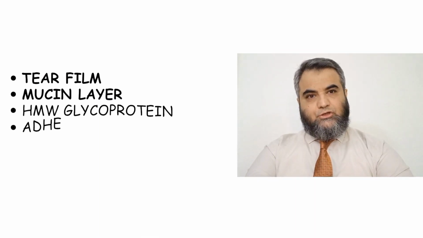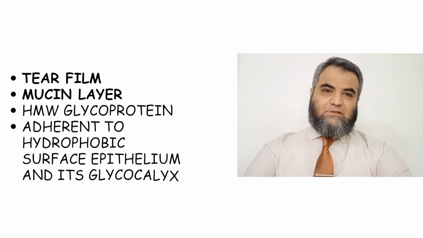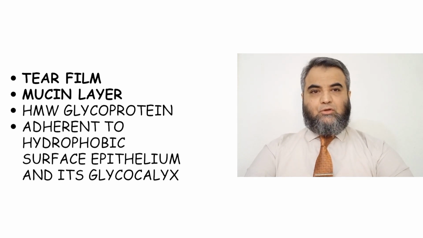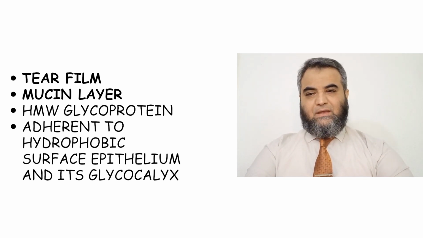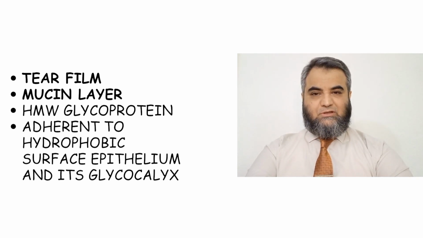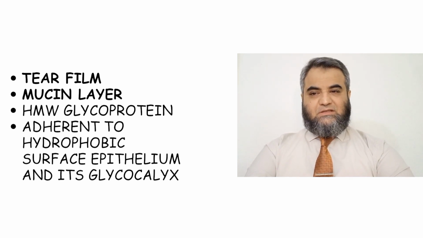We talk about the different components and the composition of the tear film. It consists of the innermost first layer, the mucin layer. It is high molecular weight glycoproteins, and these are adherent to the hydrophobic surface epithelium, and it's a glycocalyx. This is the innermost layer of the tear film.